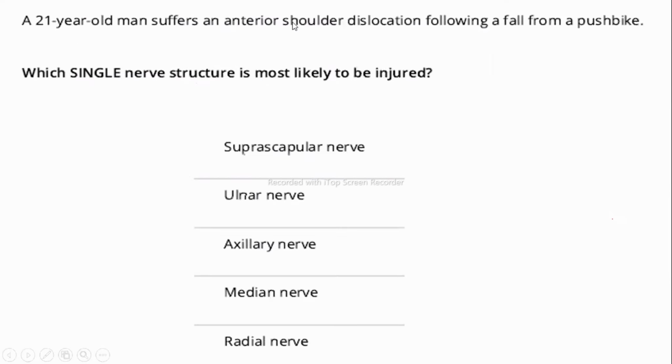A 21-year-old with anterior shoulder dislocation, fall from a bush bite, single nerve structure. Axillary nerve. Yes.